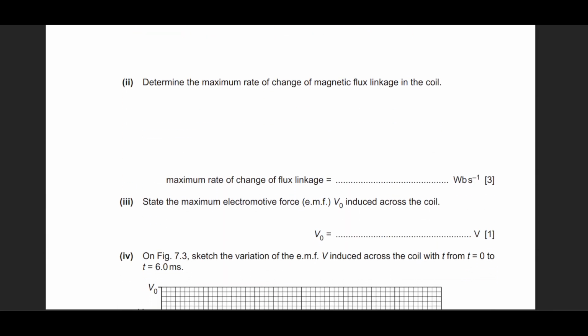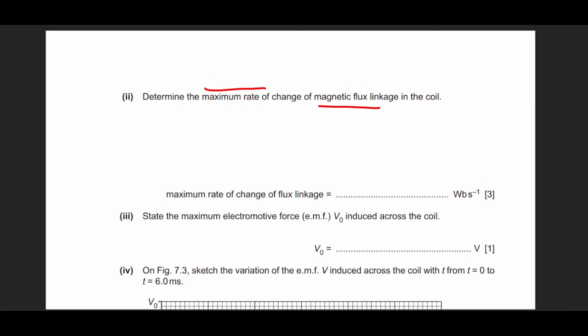The next part says determine the maximum rate of change of magnetic flux. Now notice that this question indirectly is asking you about the induced EMF, because the rate of change of magnetic flux linkage represents induced EMF. So this question is about induced EMF, right? So don't be confused by that. Now let's figure out all the values for this question. So first let's write down the formula.